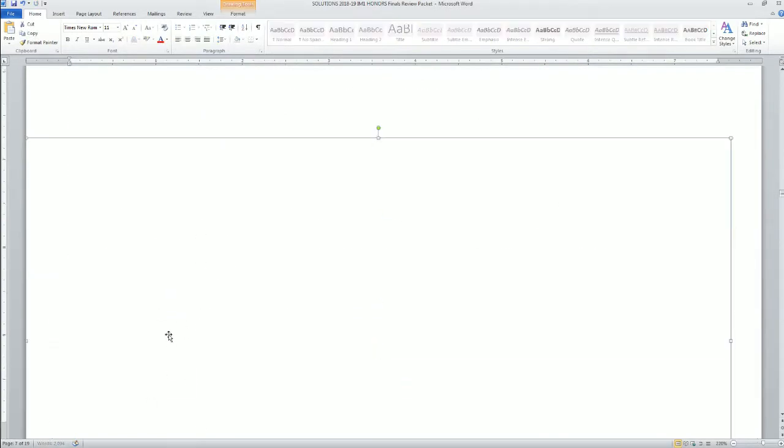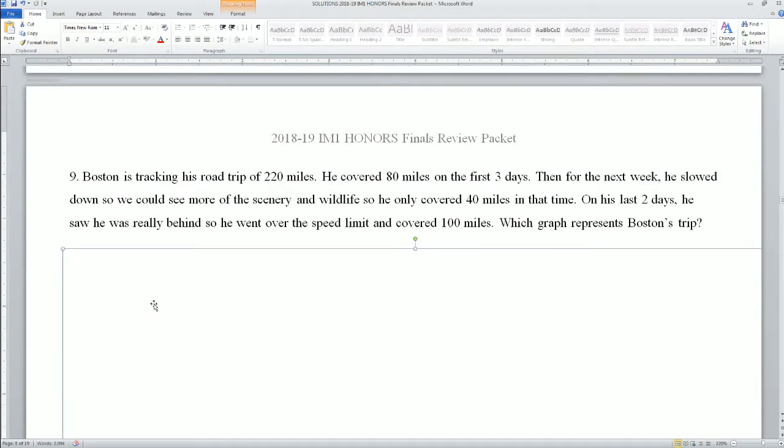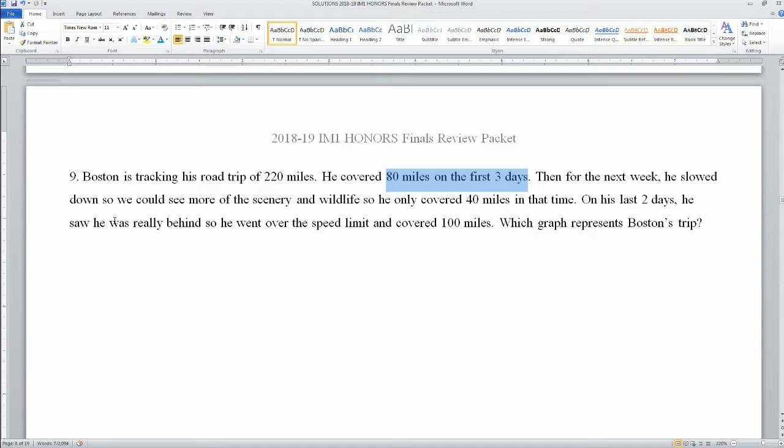All right, let's look at the next one. Number 9. All right, Boston is tracking his road trip of 220 miles. He covers 80 miles on the first 3 days. Then the next week he slows down so he can see more of the scenery and wildlife, so he only covers 40 miles in that time. On his last 2 days, he saw he was really behind, so he went over the speed limit and covered 100 miles. Which graph represents Boston's trip?